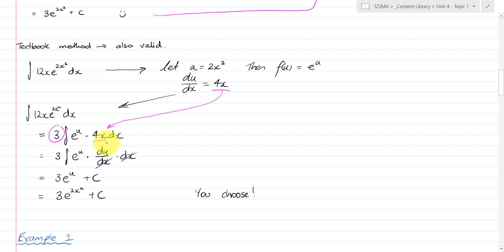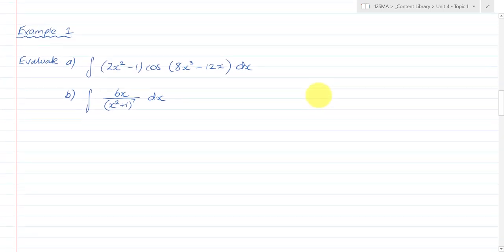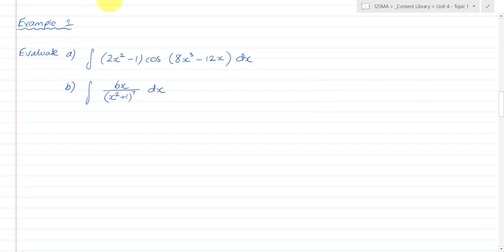Let's have a look at an example, and I'm going to do them my way, I'm afraid. So in this first example, I can see that cos is the main function, and this is going to be my u. And this, I'm hoping, will be f'(u), so it should cancel out when I do the overall derivative.